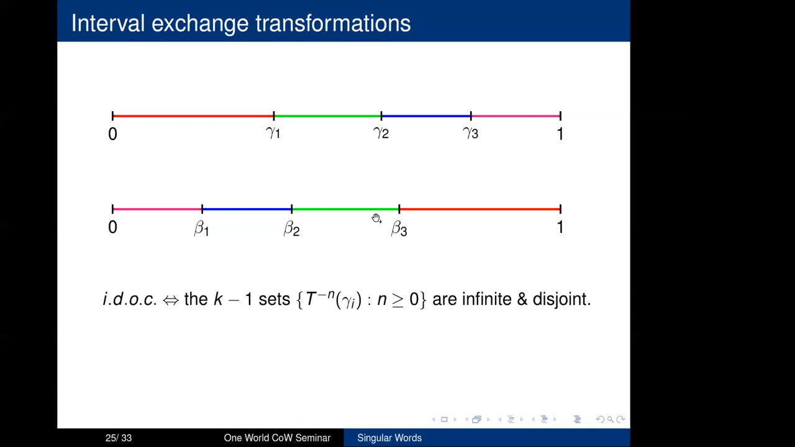So you don't want, for example, gamma 1, when you take its negative trajectory, to end up back on gamma 1, nor do you want gamma 1 to end up at gamma 3 or something like that. Okay, these sets need to be infinite and they need to be disjoint.